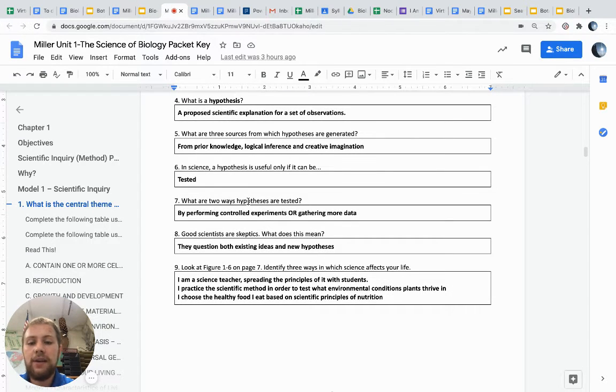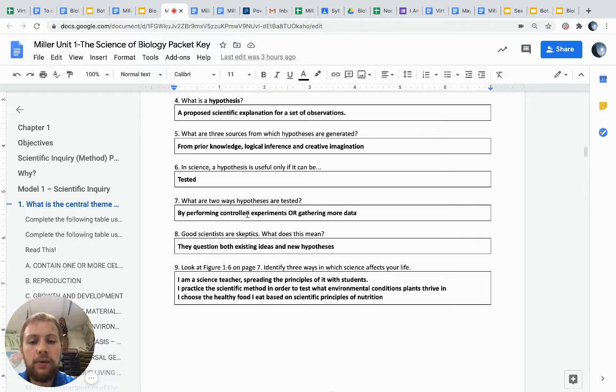What are 2 ways hypotheses are tested? By performing controlled experiments, or we can just gather more data. Sometimes we can't adequately perform an experiment yet, but maybe we can just keep on gathering data, and eventually we might discover a way that we can perform a controlled experiment.